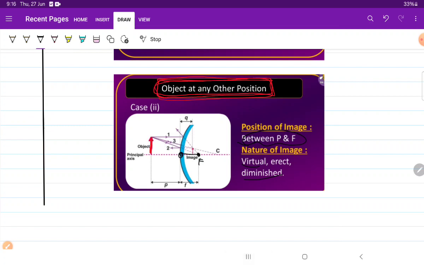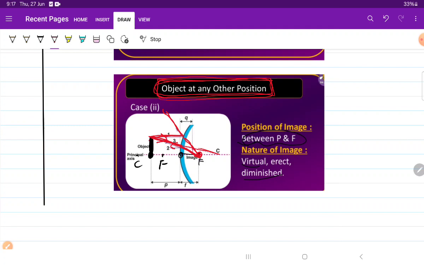Let the object be taken on the principal axis between C and F, between CF. Let's take it between the CF. Then the first ray will be parallel to the principal axis and reflected back in the other medium. Then second, the radius of curvature: I have told that if a ray is passing through the center of curvature, it will move in the same medium.